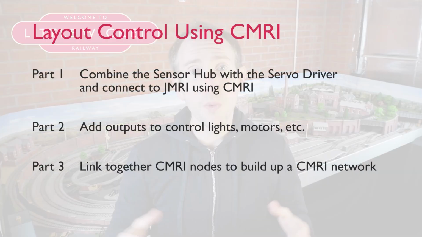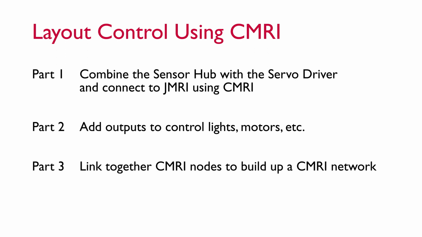This video is the first in a series of three where we explore combining the packages and using CMRI. In part one, this video, we'll combine the two systems together and we'll connect to JMRI using CMRI. In part two, we'll look at how to expand this system to include more output, so maybe we can attach it to a relay to run a lighting circuit, or maybe a motor in an animation. In part three, we'll look at how you can link multiple sensor servo hubs together, so that rather than having one large central hub, you could have lots of smaller hubs strategically placed around your board, which is particularly useful if you've got a larger layout.